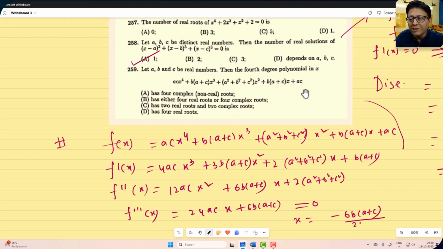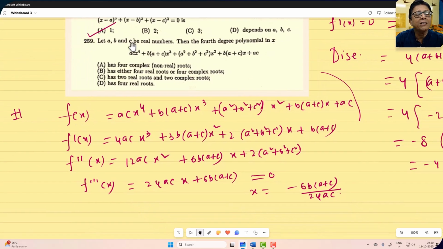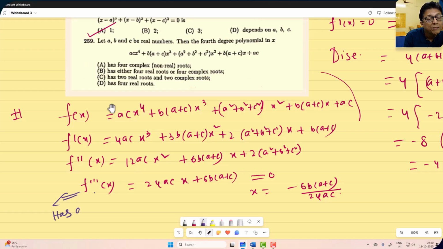x equals minus 6b(a plus c) by 24ac. What is the condition given over there? ABC are all real numbers. So this equation has a real root. If triple dash x has a real root, it's a polynomial equation. This real root will separate two real roots of f dash dash x equal to 0. So we can say that it has two real roots.